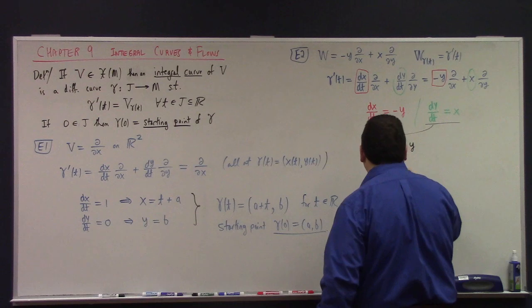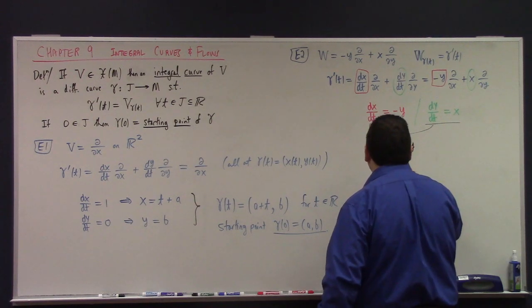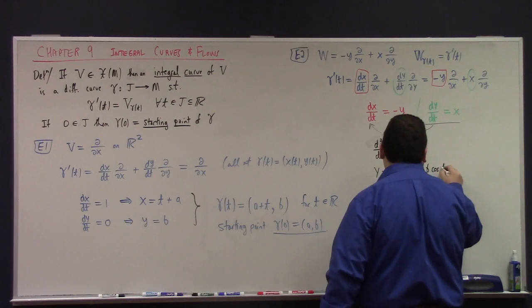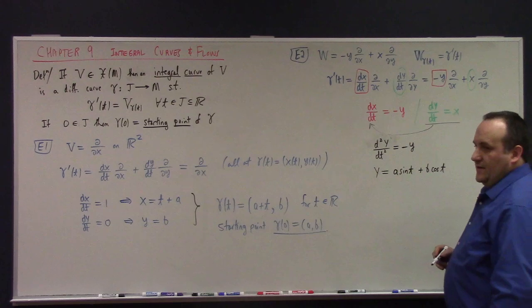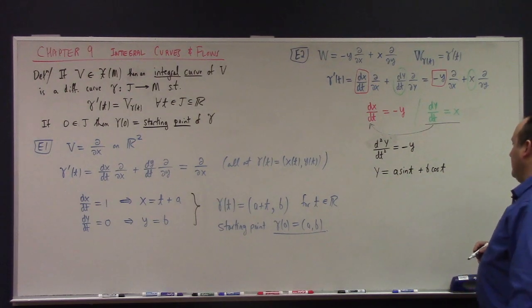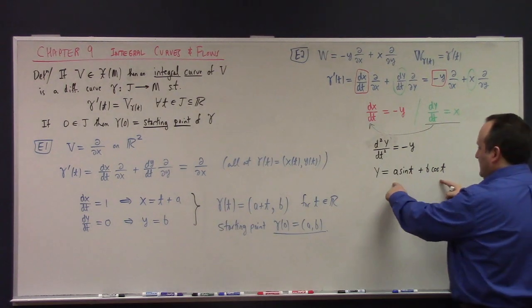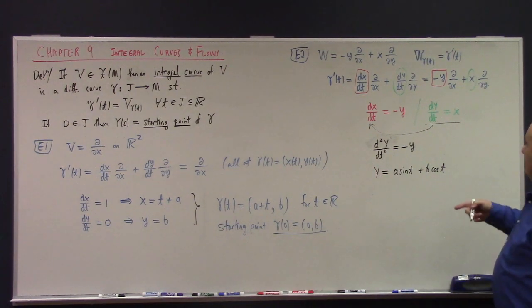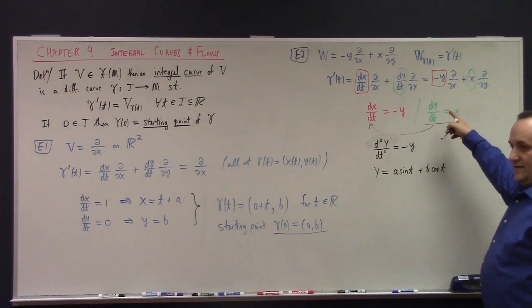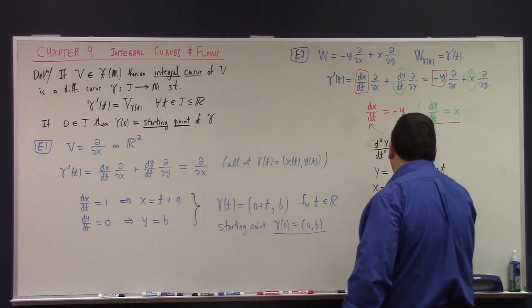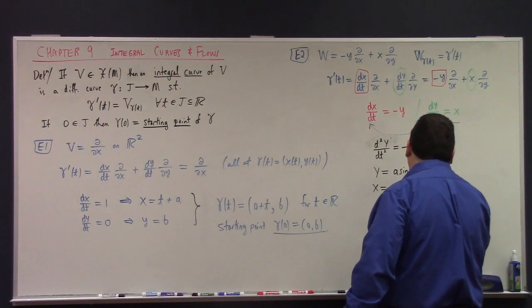Y is equal to, we'll say, a sine t plus b cos t, maybe. Right? And a and b are constants. You can try it. Differentiate this twice, you get back where you started. It works. And once you write that down, x is easy to find because x is the derivative of y. So x apparently is a cos t minus b sine t.